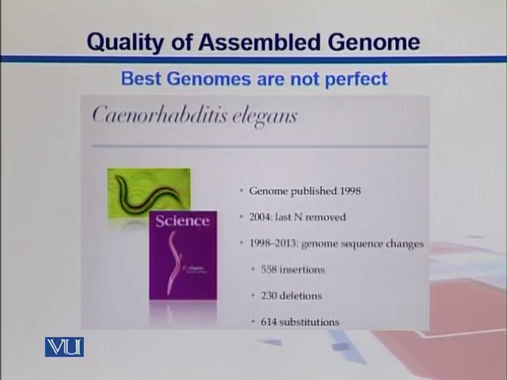And between 1998 and 2013, there were 558 insertions, 230 deletions, and 614 substitutions identified. I took this from a book that says so. The idea of presenting this was that even this project, which was one of the earliest and most important genome assembly projects, still has some issues. So don't be discouraged. If you are doing an assembly project, you must have huge temperament obviously, and you must have great patience. It's not an easy task.